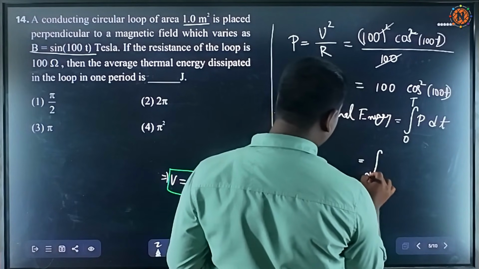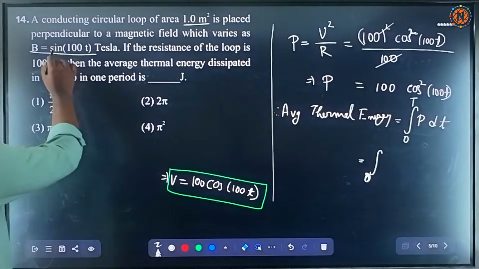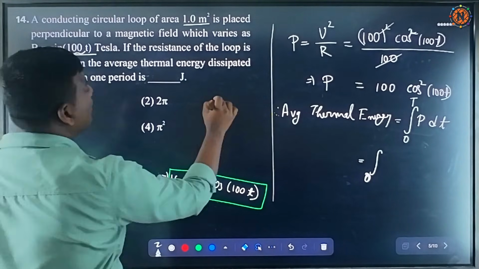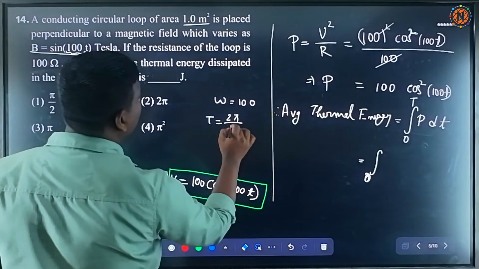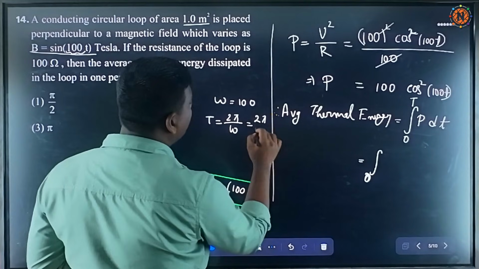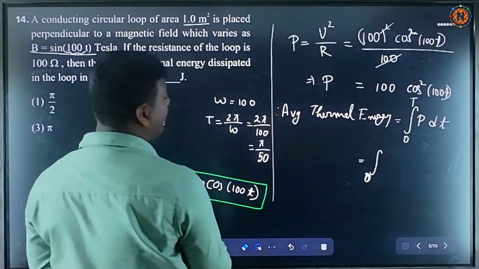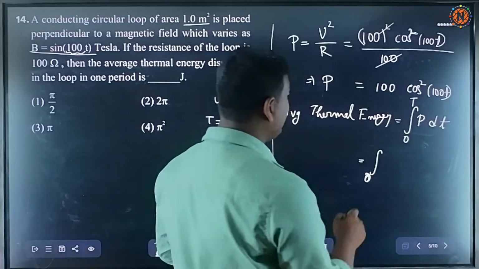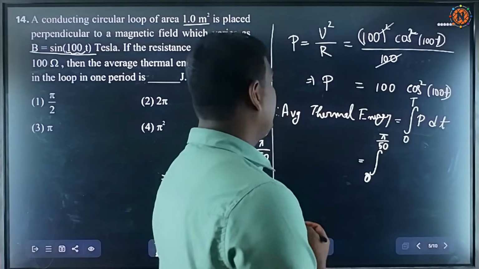What is the value of time period capital T? Since it has this sine of omega t, what is the omega? Omega is 100 here. Okay, and we know T equals 2 pi by omega. So that will be 2 pi by 100, which means pi by 50. Yes or no? So this time is pi by 50.